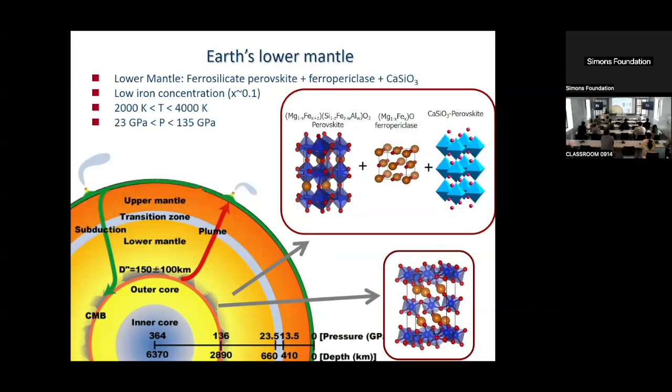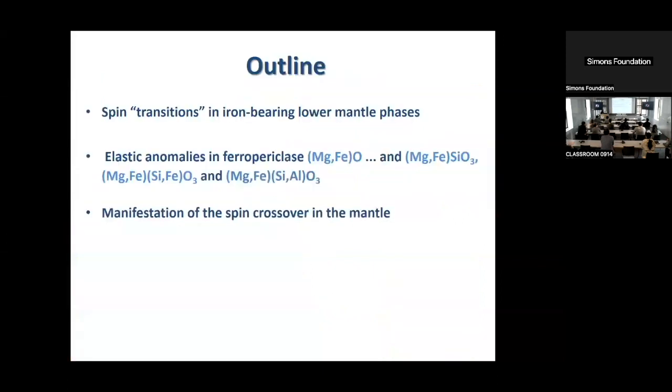So this is the range of thermodynamic conditions and composition. But because X, iron, is around 0.1, that facilitates these calculations tremendously, okay?